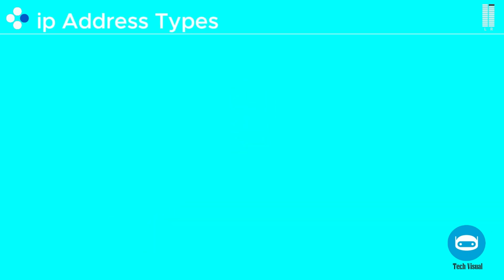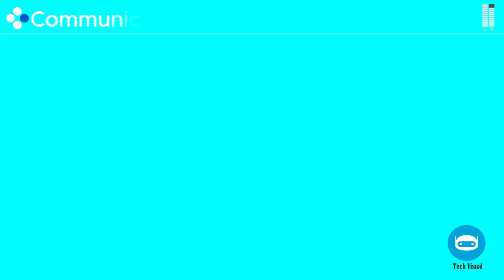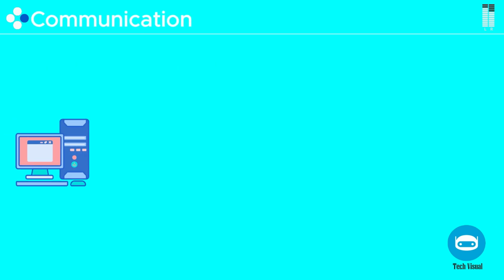Address types. There are two main types of IP addresses: IPv4 and IPv6. Let's look at an example where three computers communicate and send data to each other.